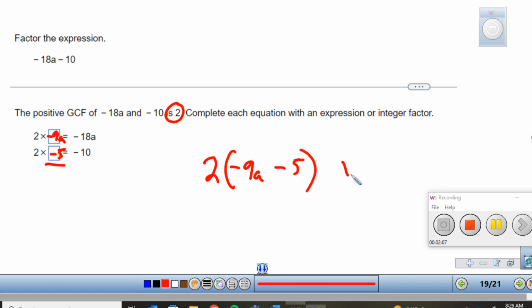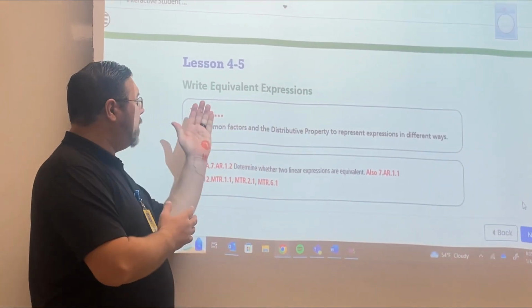And it checks out. All right, guys, I hope this was helpful. So lesson 4-5 is complete.